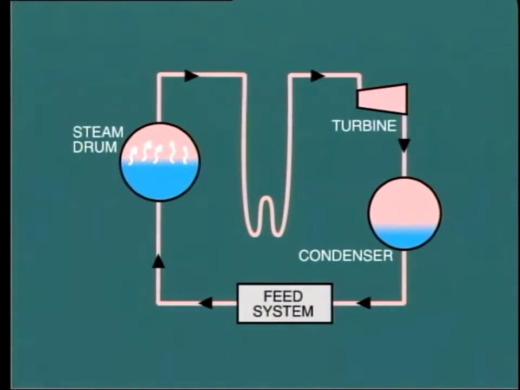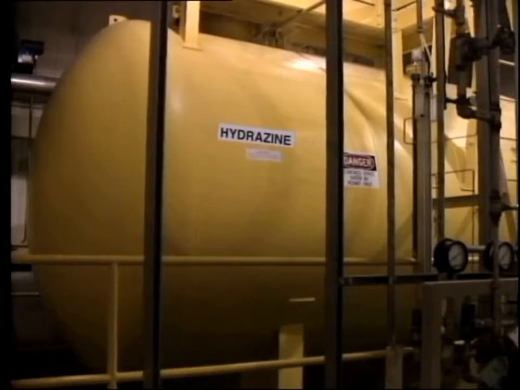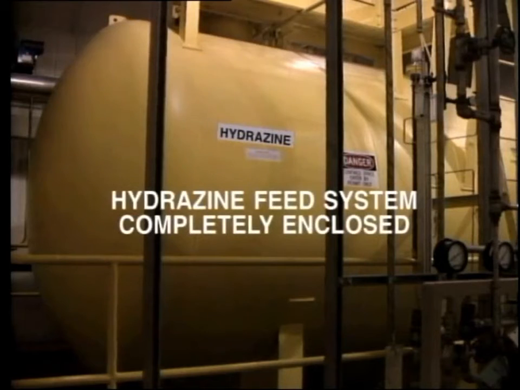Once in the boiler, some of the hydrazine vaporizes and passes over with the steam, moving through the turbine and into the condenser. Here it may help scavenge any oxygen that is present in the condenser. One problem with hydrazine is that it can be a health hazard, and therefore certain precautions must be taken in handling its feed system. Usually, the hydrazine feed system is completely enclosed to prevent any contact between operating personnel and the hydrazine itself.